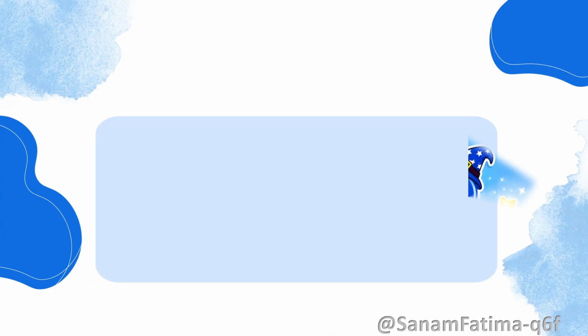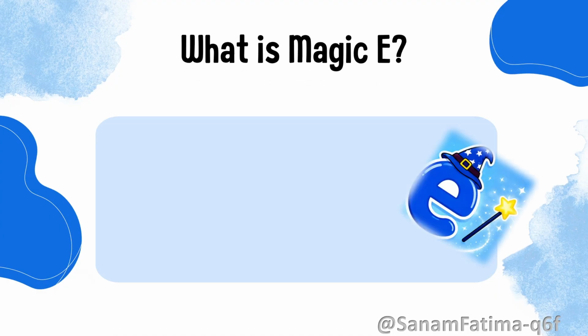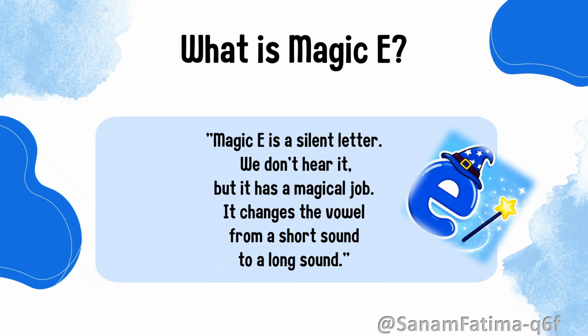So magic E is a silent letter. We don't hear it, but it has a magical job. Yes, it has a very magical job. It doesn't have any sound by itself, but it can change the sound of a vowel inside the word. It changes the vowel from a short sound to a long sound.